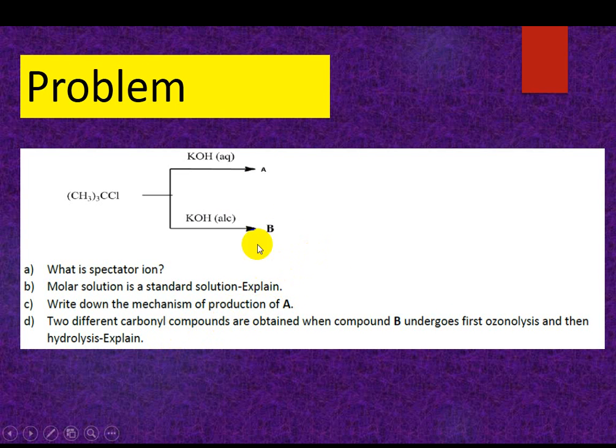Okay, I showed this reaction, but if we use an aqueous solution, it forms alcohol. Less than 1 minute remaining. If aqueous solution forms alcohol, alcoholic solution, ALC means alcohol, forms alkene. Here the product B is alkene. We know alkene undergoes an ozonolysis reaction.